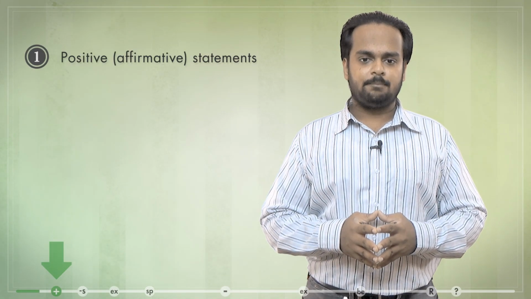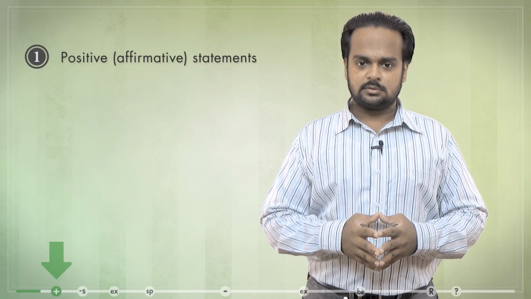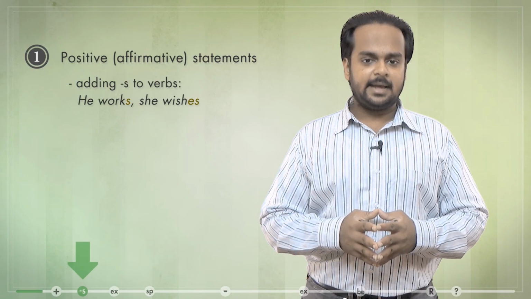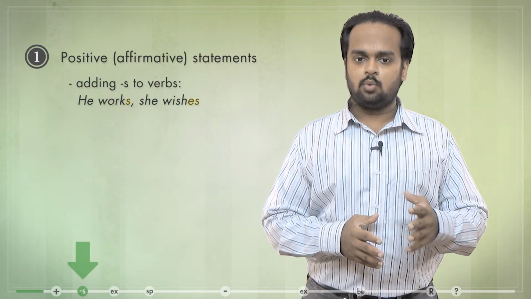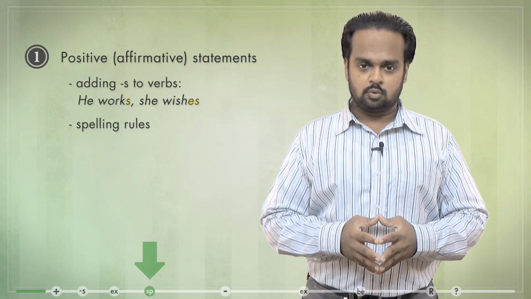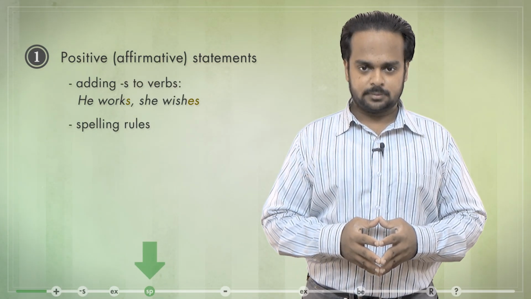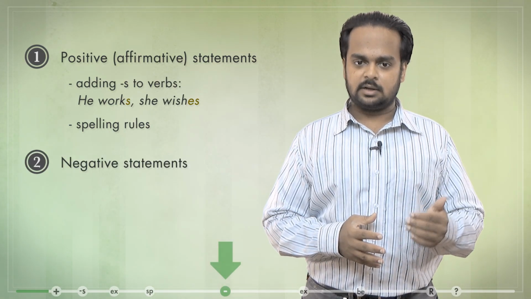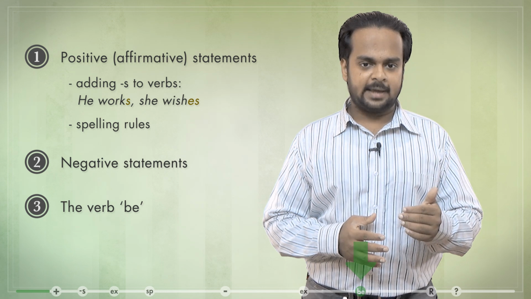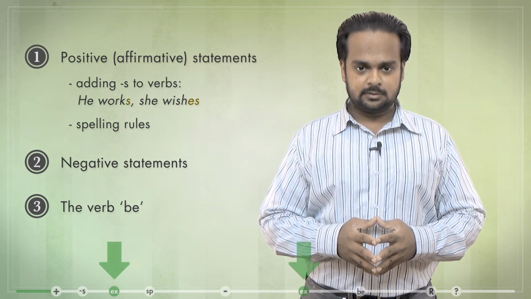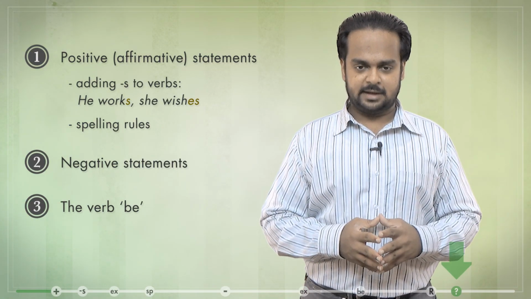Alright, in this lesson, we will first learn how to make positive or affirmative sentences in the present simple tense. I will teach you when to add s to a verb, such as he works, she wishes, etc. You will also learn the spelling rules for adding s to a verb. Then we'll look at how to make negative sentences. And finally, we will discuss the special case of the verb be. There are exercises throughout this lesson, and there's a final quiz at the end.